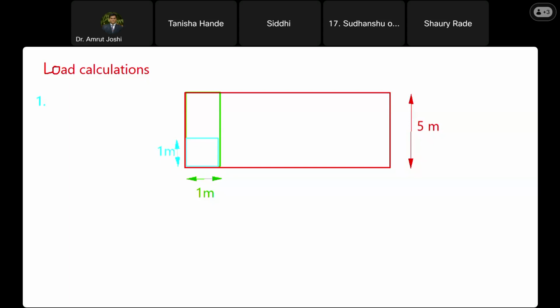Are you with me? Yes, sir. So dead load includes what? Dead load includes, no, before load calculation, we are going to do one more step. Let me do that step first. So let us move all this down. One minute.